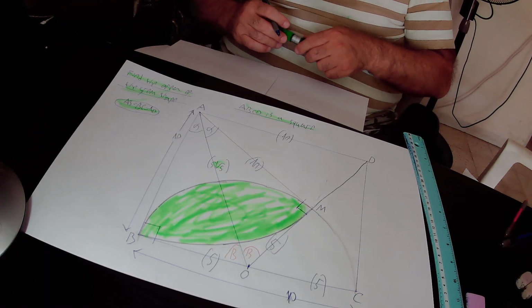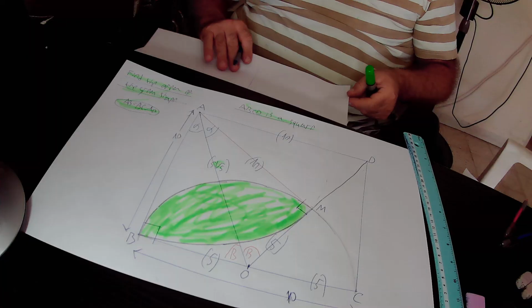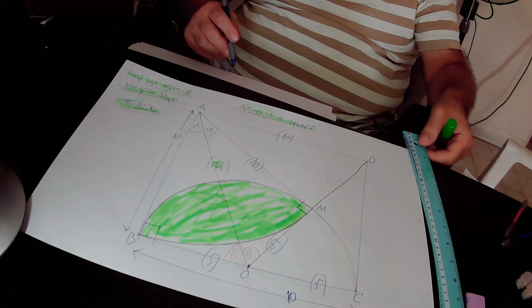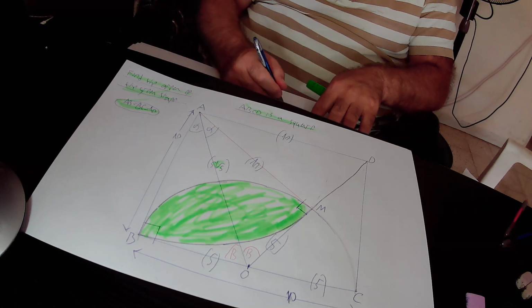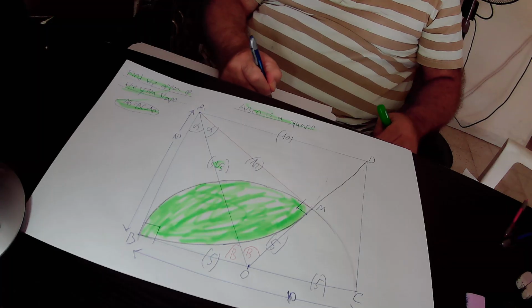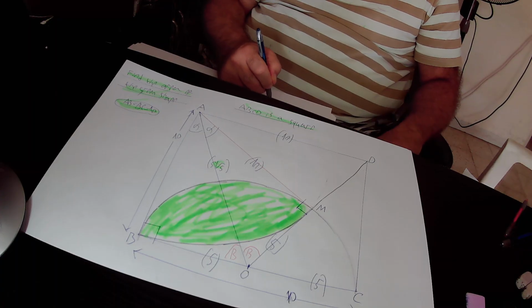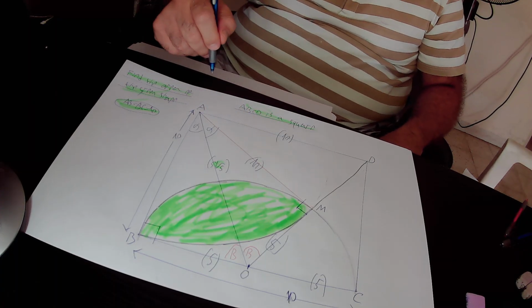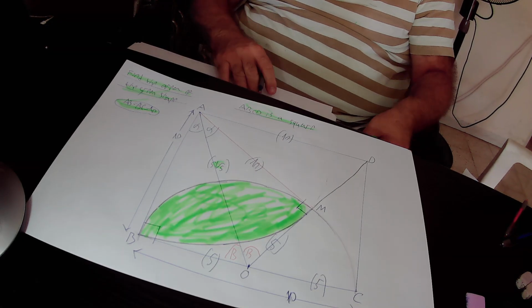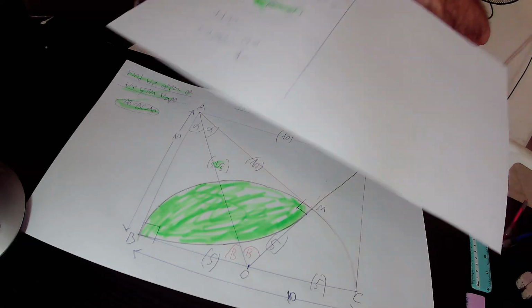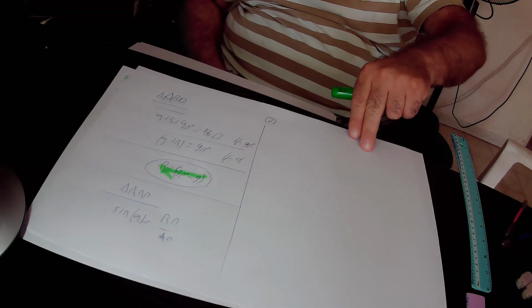We'll continue to focus on the right triangle ABO. In the right triangle ABO, sine alpha equals BO over AO.